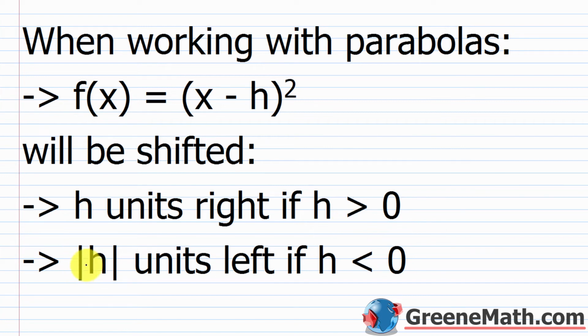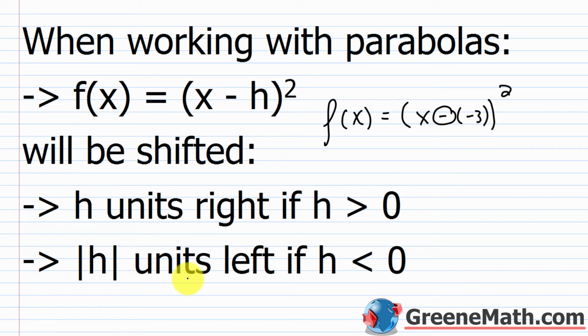Then the other scenario, we say the absolute value of h units left if h is less than 0. So this gets a little bit tricky. Let's say you saw the quantity x plus 3 in there. Well, really, I could write this as f of x is equal to the quantity x minus a negative 3, squared, because we're always keeping that minus symbol in there. But if you see plus 3, you know that you're just going to move left by 3 units. You don't need to go through all this. Really what this is technically saying is that you take the negative 3, you take the absolute value of that, you get 3. You're going to move 3 units left.